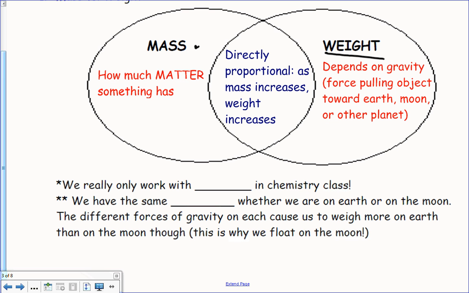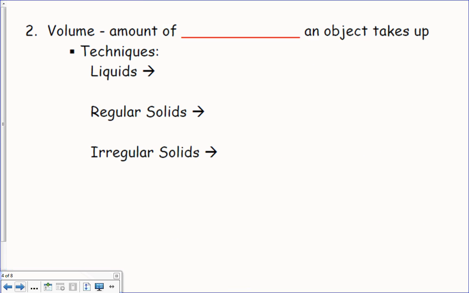So we really only work with mass in chemistry class. If you hear me say weight, you can correct me, I promise. And I will say, yep, you're right. We have the same mass whether we are on the Earth or the moon, right? The different forces of gravity cause the difference in weight. So that's that. Now, volume.